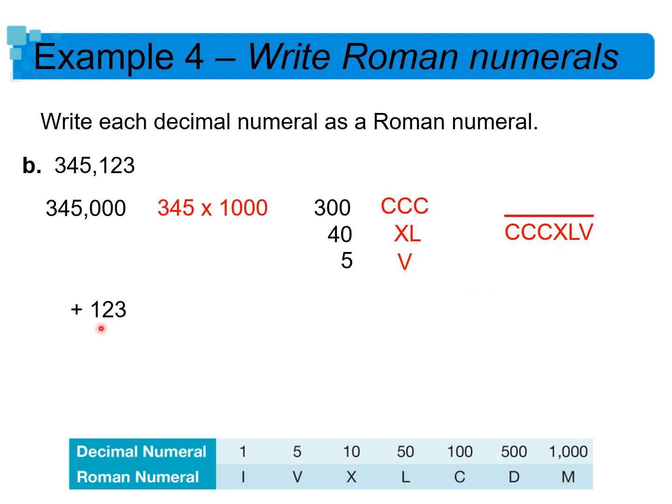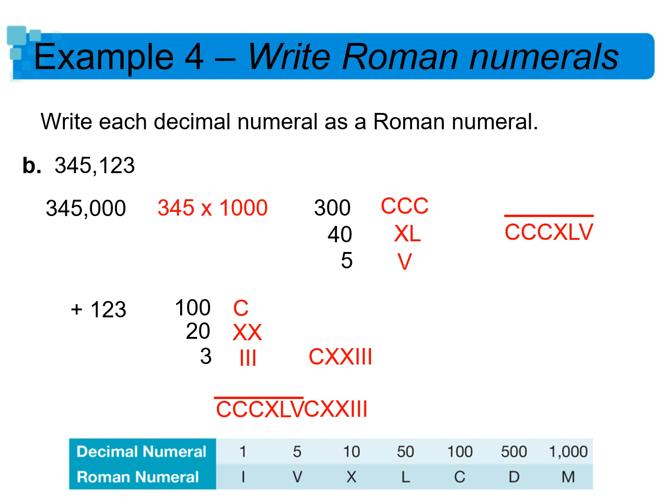Now I have to come down here and look at 123. So I'm going to do 120 and then 3. So that one should not be too bad. I just have 100, which is C, 20, which will be 2 X's, and then 3 I's. Now I'm going to put all of that together, C, X, X, I, I, I. Now my final answer is these 2 long things put together. So that would be your final answer that you would put.